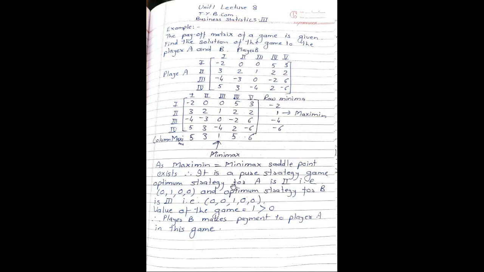Optimum strategy for A is second strategy, that is 0, 1, 0, 0. And optimum strategy for B is third strategy. So we can write the optimum strategy as 0, 0, 1, 0, 0. Value of the game is equal to 1, which is greater than 0. Therefore, player B makes payment to player A in this game.